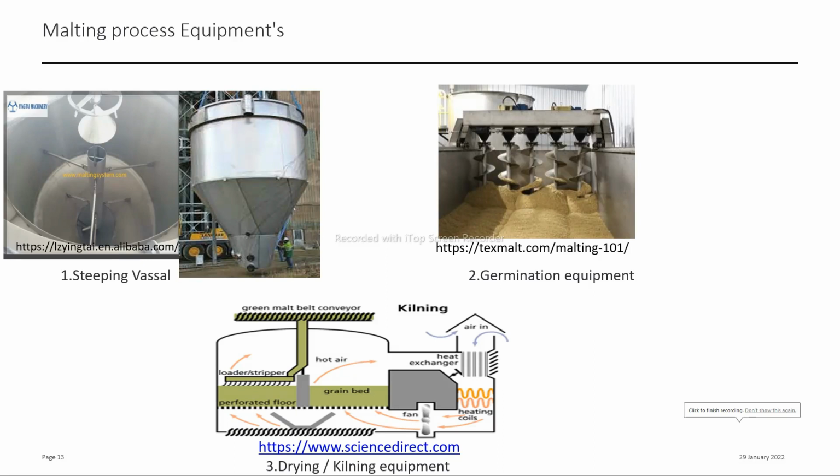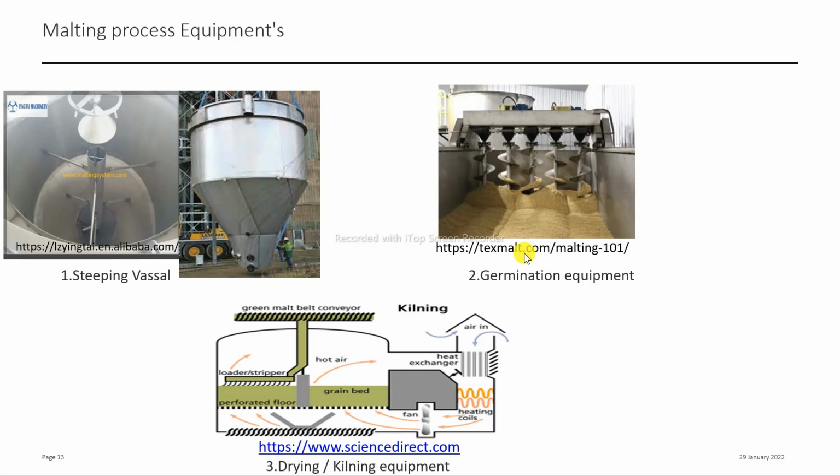The processing equipment for the barley malting process. First, after the cleaning process, comes the steeping process in the steeping tank, which is provided with proper inlet and outlet systems and agitators to facilitate proper mixing and continuously maintain the required internal conditions. The next one is the germination process.